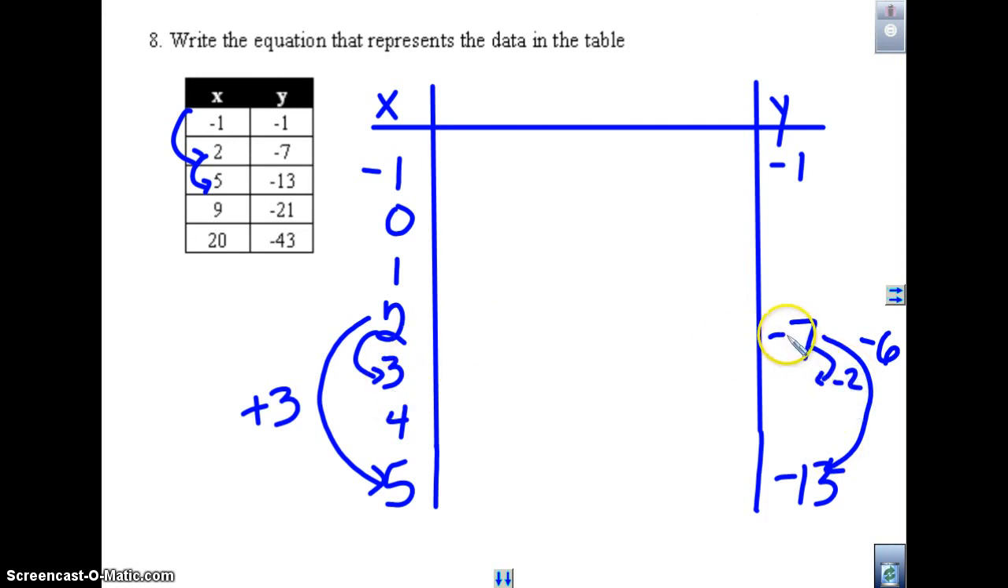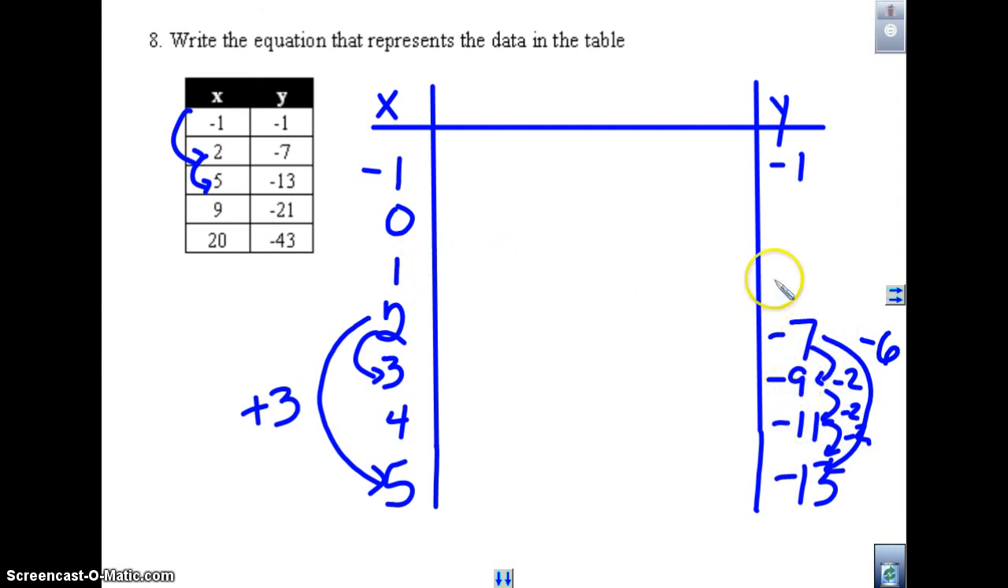If I'm at -7 and I get 2 smaller, I'm at -9. If I'm at -9 and I get 2 smaller, I'm at -11. And if I'm at -11 and I get 2 smaller, I'm at -13. So do you see the pattern here? You can work it backwards if you want to now. Increase by 2, increase by 2, increase by 2.